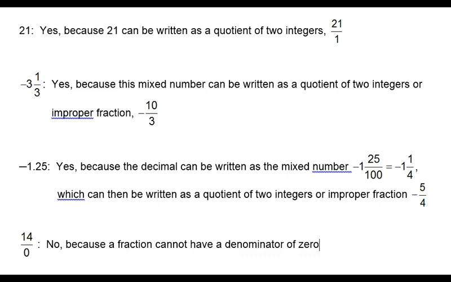-1 and 25/100ths is a rational number because it can be written as the mixed number -1 and 25/100ths, which simplifies to -1 and 1/4, which can then be written as a quotient of two integers, or improper fraction, -5/4, by multiplying the 4 times 1, which is 4, plus 1, which is 5. And finally, 14/0 cannot be written as a rational number because you can never have a denominator of 0. You cannot divide something into nothing.